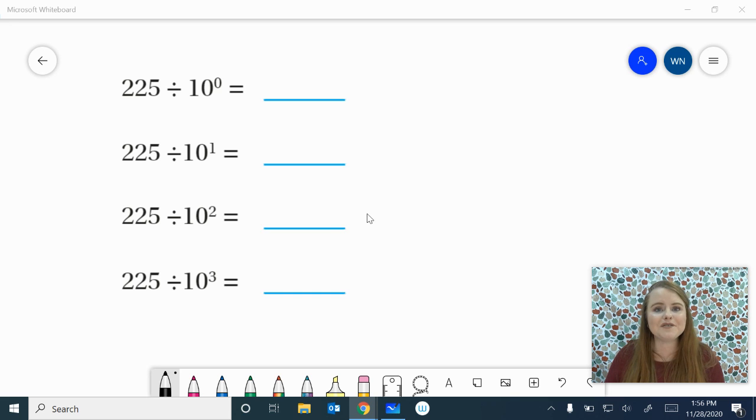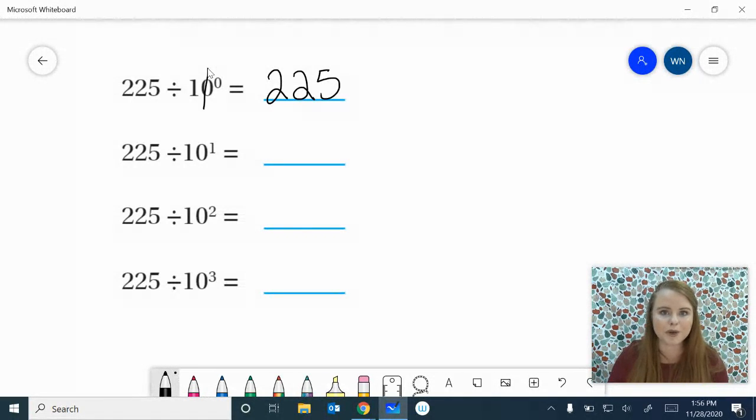Now let's learn how to divide decimals by powers of 10. So let's go ahead and jump into the first one. We have 225 divided by 10 to the 0 power. Remember, 10 to the 0 power, if you take off that 0, is just 1. So 225 divided by 1 is just 225. That first one is usually pretty easy.